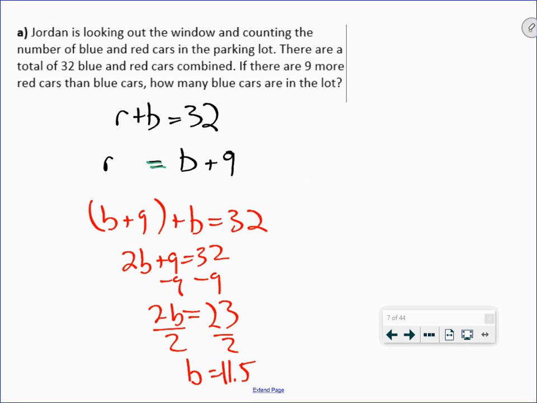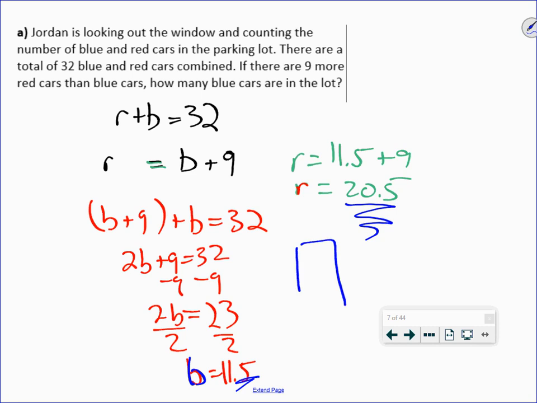And then we know that r equals 11.5 plus 9. So r equals 20.5. Now, obviously, you can't have 20.5 cars and 11.5 cars. I don't know, maybe you can. I guess in this scenario, you look out in the parking lot and there's 23 cars. 20 of them are painted red. 11 of them are painted blue, and one car, I guess, if we look at it from above, is half red and half blue.